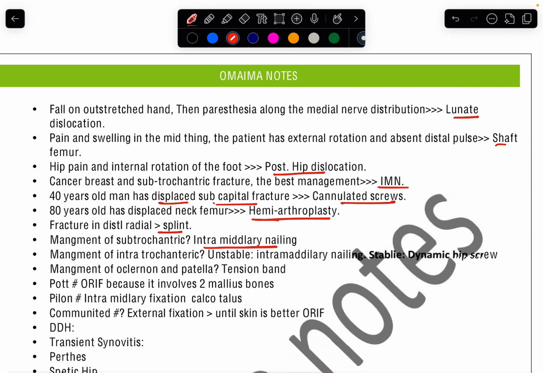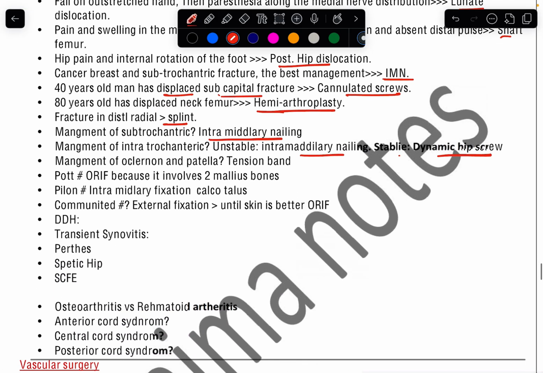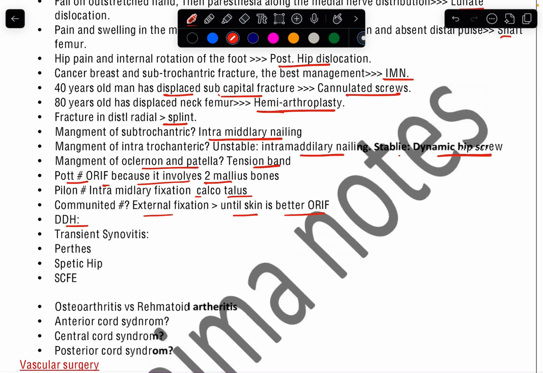Management of intertrochanteric, subtrochanteric, below the trochanter: intertrochanteric unstable is intramedullary nail, stable is dynamic hip screw. Management of olecranon and patella: tension bands. Pott's fracture, bimalleolar fracture: two malleoli, open reduction, internal fixation. Pilon fracture: intramedullary fixation. Callus. Comminuted fracture: external fixation.